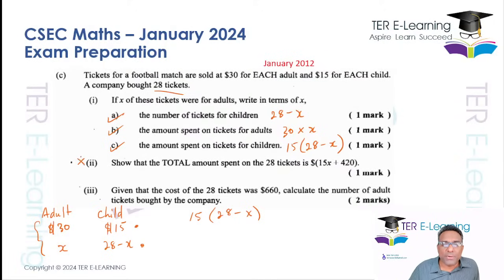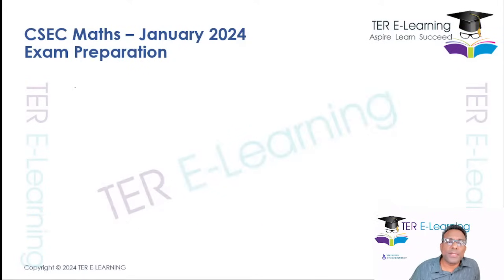The next part now: show that the total amount spent on the 28 tickets is this amount here. Now, we worked out the amount spent on the tickets for adults, which is 30X, and we worked out the amount spent on tickets for children. So let's add them up. The adults would have been 30X plus 15 by 28 minus X. Now, if I simplify this, that should give me the answer that they want, the total amount of money spent.